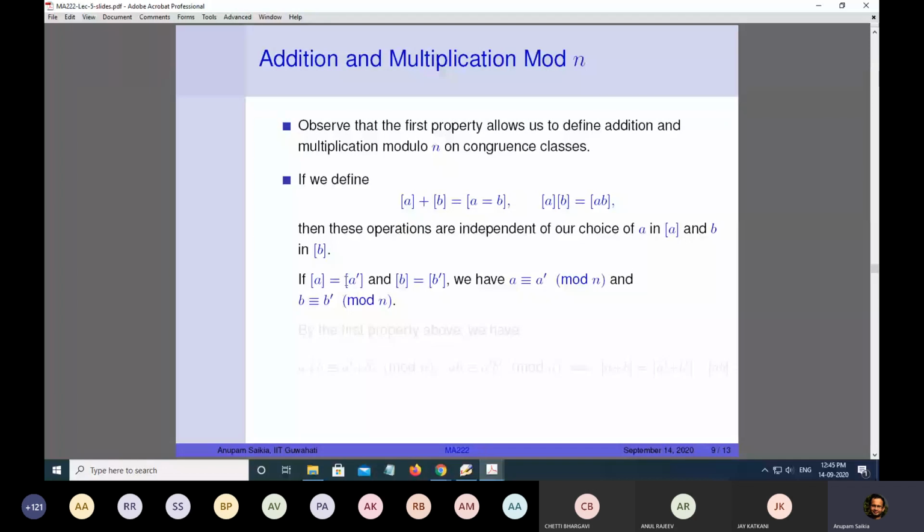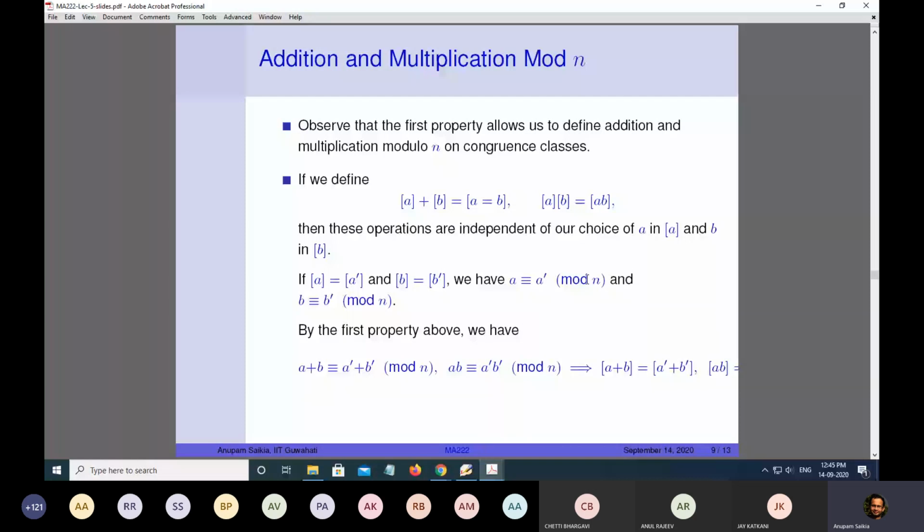For example, mod 6, my choice could have been 2 and your choice could have been 6, so 8. Or my choice could have been 3 and your choice could have been 9. Modulo 6, they are the same. So if I add, I get A plus B, but you get A dash plus B dash. That's not a problem because A is congruent to A dash mod n and B is congruent to B dash mod n.